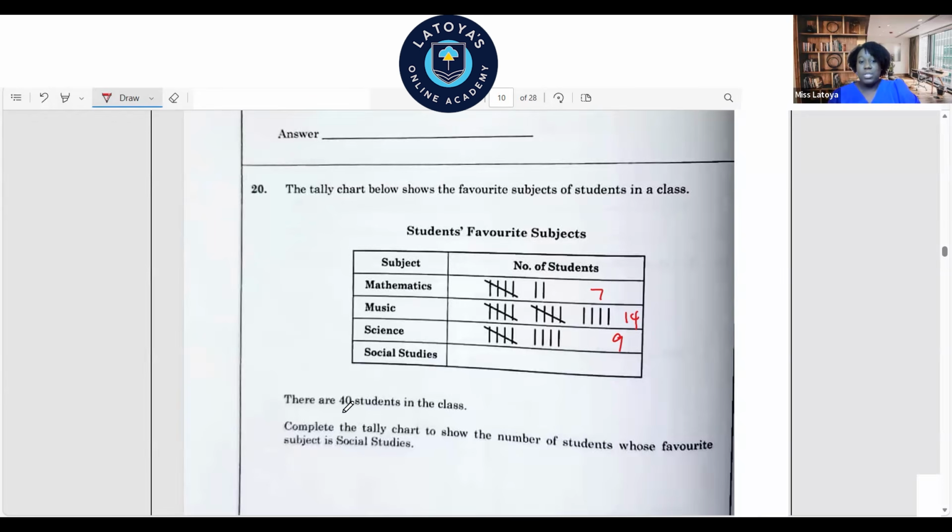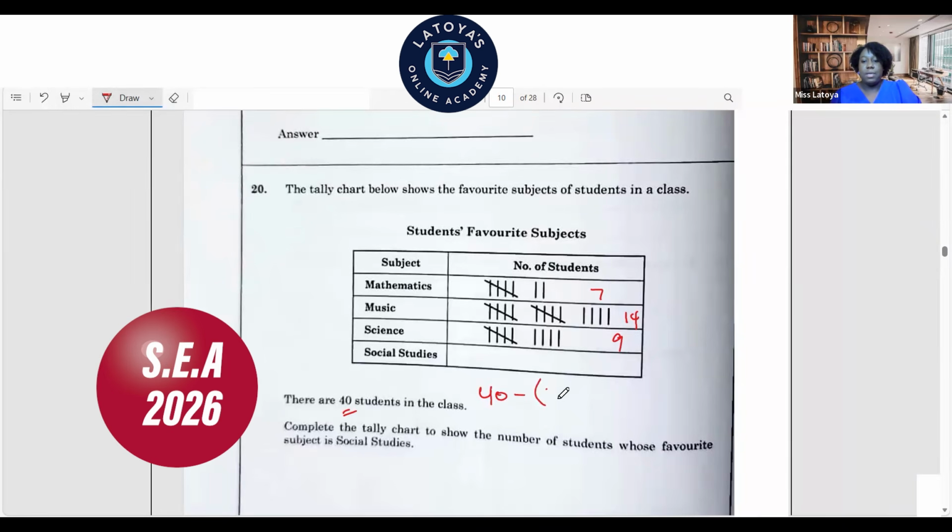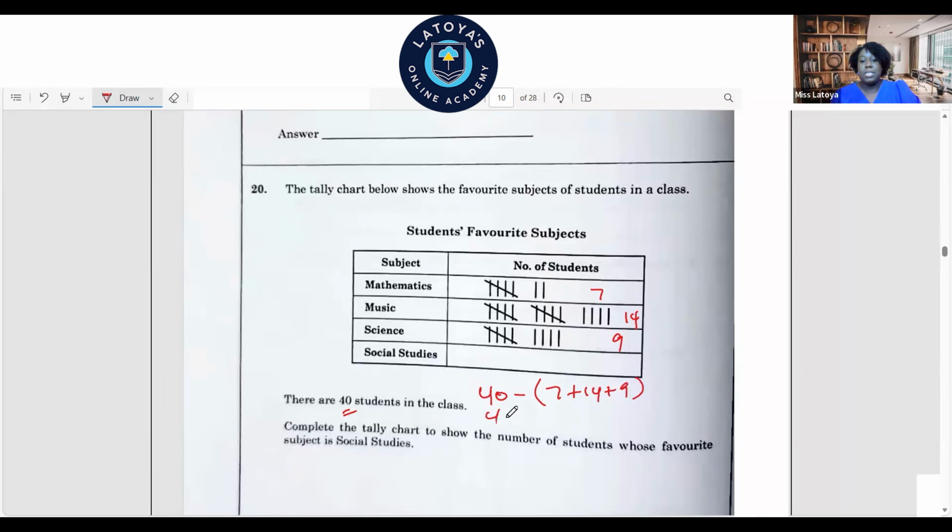So if we have a total of 40, all we would need to do is to subtract the sum of 7, 14, and 9 from 40, and we will get our answer. 7, 14, and 9 will give us 30, and 40, take away 30 is 10. So we have to complete the tally chart. 1, 2, 3, 4, 5, 6, 7, 8, 9, 10. And this is the end of section 1 for the CMAT 2026 paper.